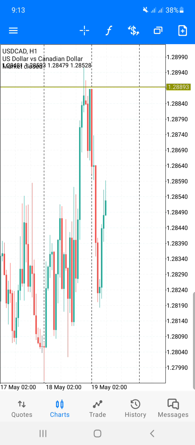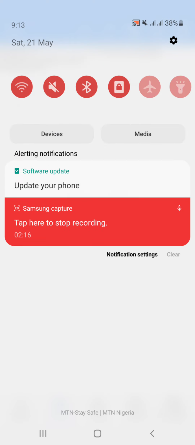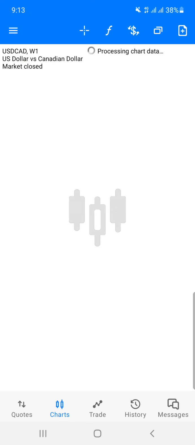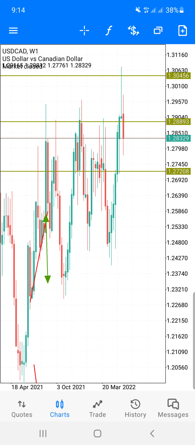But if you're a long-term trader, someone that trades for a long period of time, you might need to make your analysis on a weekly time frame. It's loading. This is the weekly time frame, right? So if you are a long-term trader, you need to make your analysis on the weekly time frame. Now, every single candle here represents 1 week.